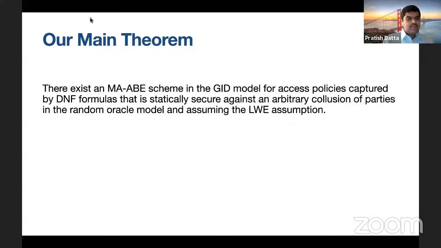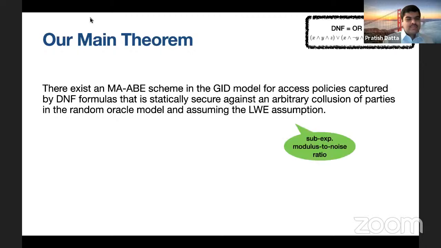So this is our work in more detail. We have basically shown that there exists an MAABE scheme in the GID model for access policies represented by DNF formulas that is proven statically secure against an arbitrary collusion of parties in the random oracle model and under the LWE assumption. So DNF, as we know, is basically the OR of ANDs. And the LWE assumption that we use in this work is with sub-exponential modulus to noise ratio.